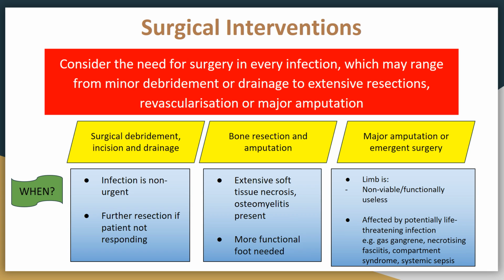The aim of surgical treatment is to drain any deep pus and to minimize tissue necrosis by decompressing foot compartments and to remove devitalized and infected tissue. Bone resection and amputation is often necessary when there is extensive soft tissue necrosis, osteomyelitis, or the need to provide a more functional foot. Major amputation should and usually can be avoided unless the limb is non-viable, is functionally useless, or is affected by a potentially life-threatening infection, such as gas gangrene or necrotizing fasciitis.